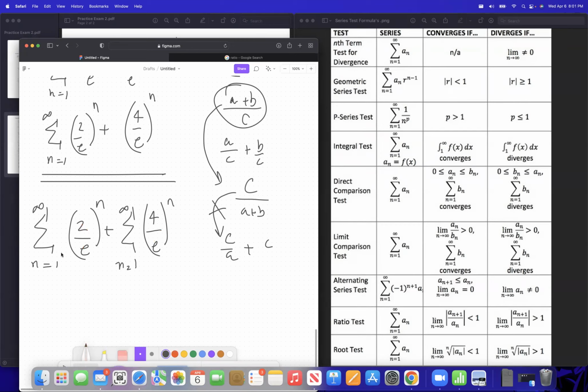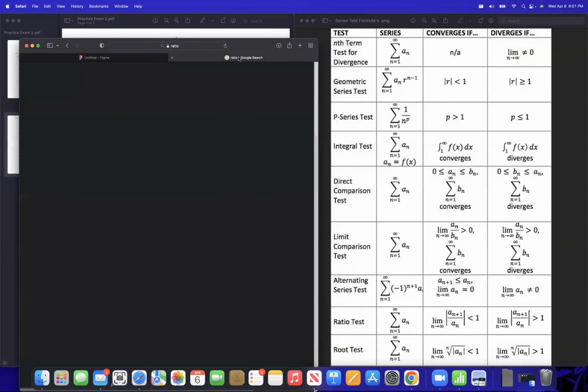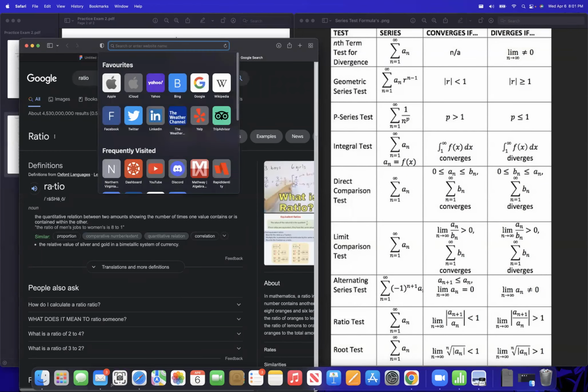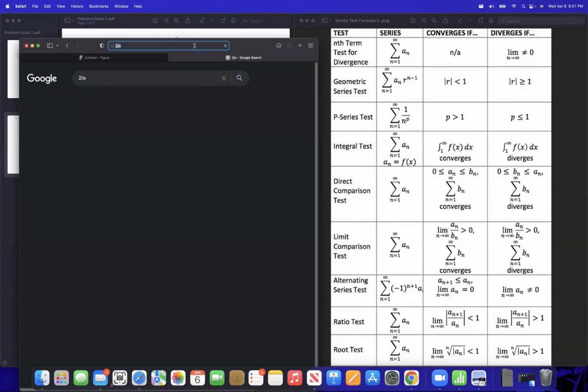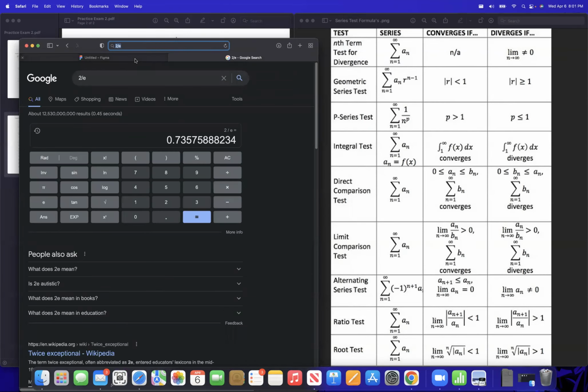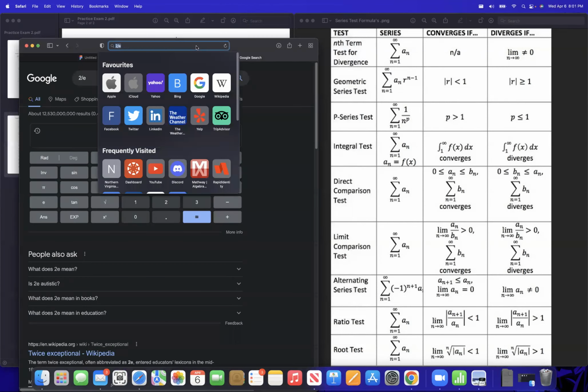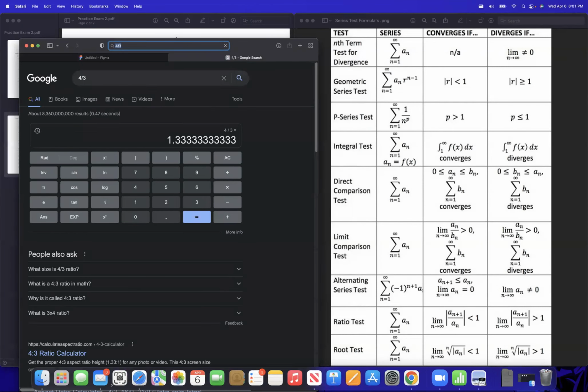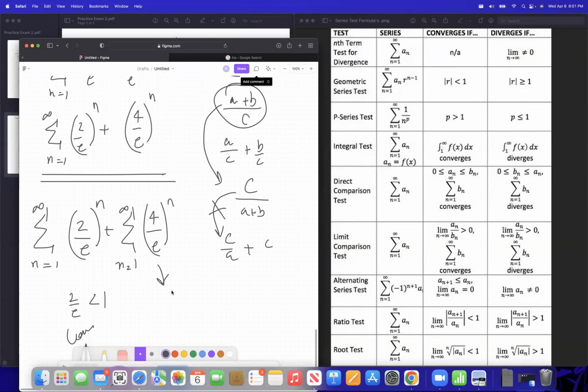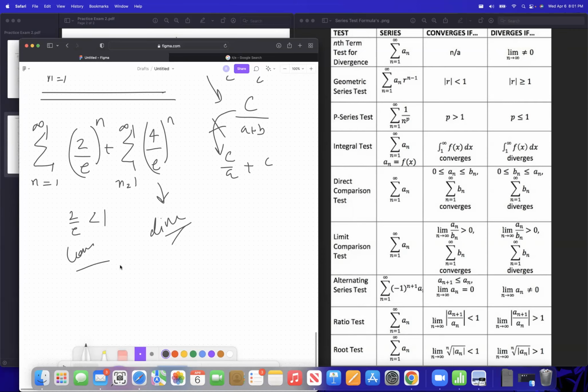So is 2 over e greater than 1 or less than 1? Well, you can see that it's less than 1. So this converges by the geometric test. And this one, 4 over e, let's see what happens here. It's greater than 1, so this diverges. So which one is it going to be? Is it going to be convergent or divergent?